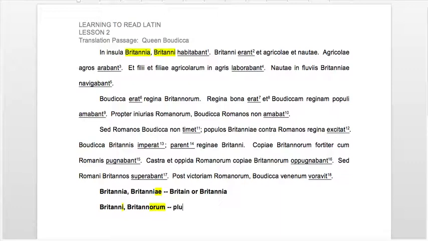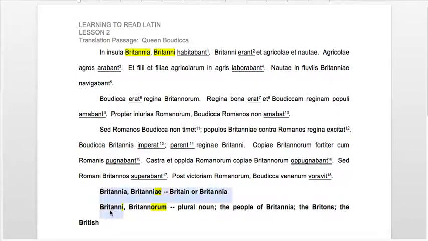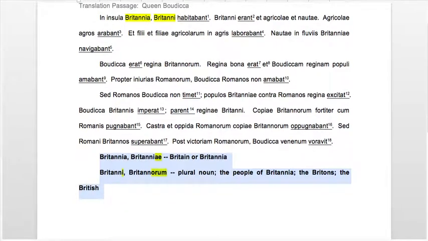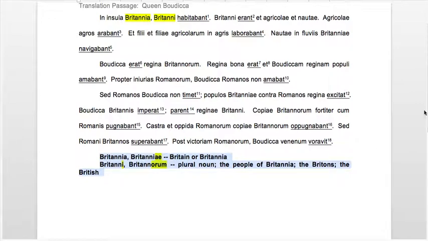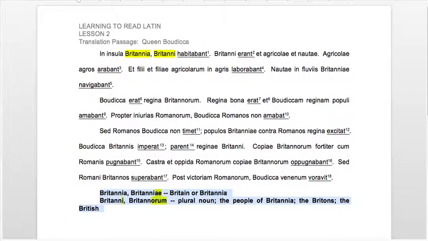And in fact, this is a plural noun. That means it exists in the plural. And this noun is referring to the people of Britannia, otherwise known as the Britons. And sometimes in English, we simply say the British. So all of those are potential ways to translate these two words. It is important that you focus on the ending so that we are able to understand what the sentence or who the sentence is talking about, the place or the people.